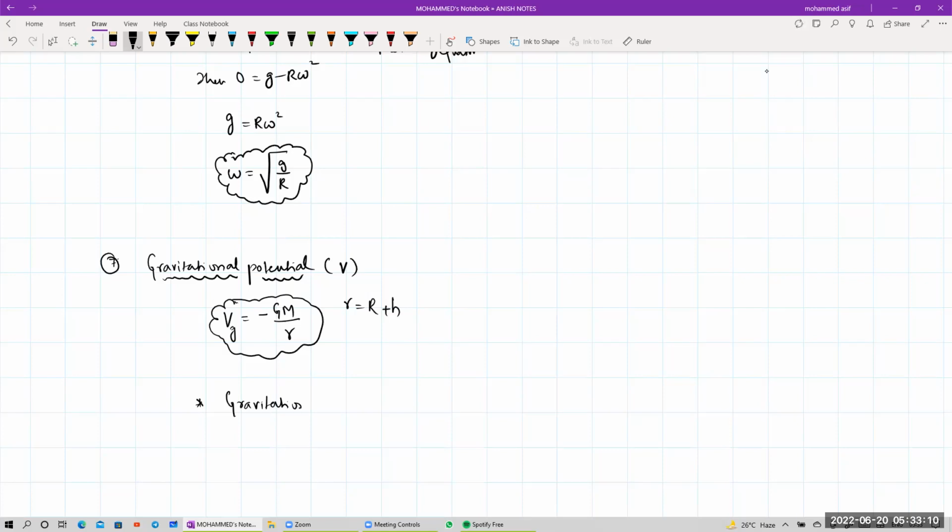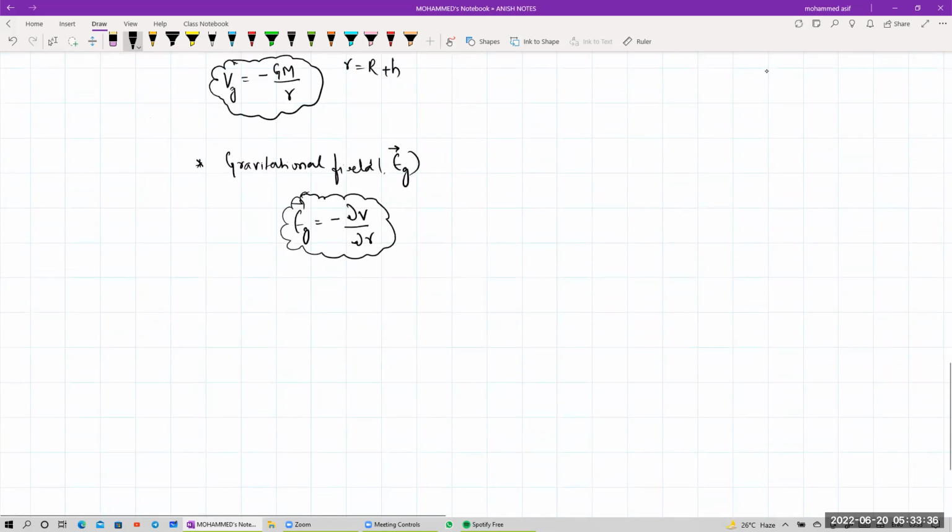Gravitational field, like the electrostatic field. I am representing gravitational field by E bar and it is a vector quantity. Negative potential gradient is known as the gravitational field. So it is minus dou V divided by dou R. Negative potential gradient is called what? Gravitational field. Very important formula. We get so many problems on this one.